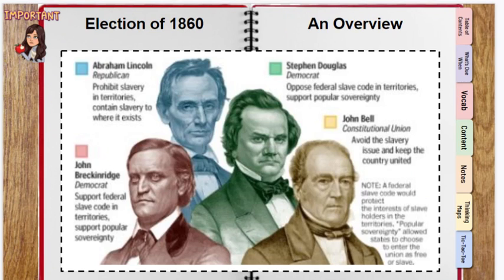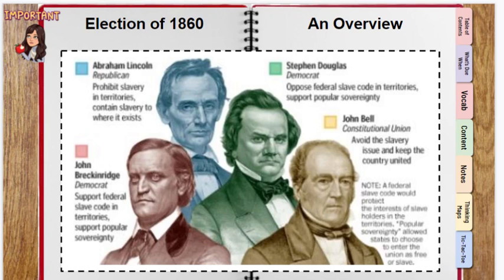So we have 4 candidates in the election of 1860. We have Abraham Lincoln running as a Republican candidate, prohibiting slavery in the territories, containing slavery to where it is. Stephen Douglas running as a Democrat, opposing federal slave code in territories, but supporting popular sovereignty.